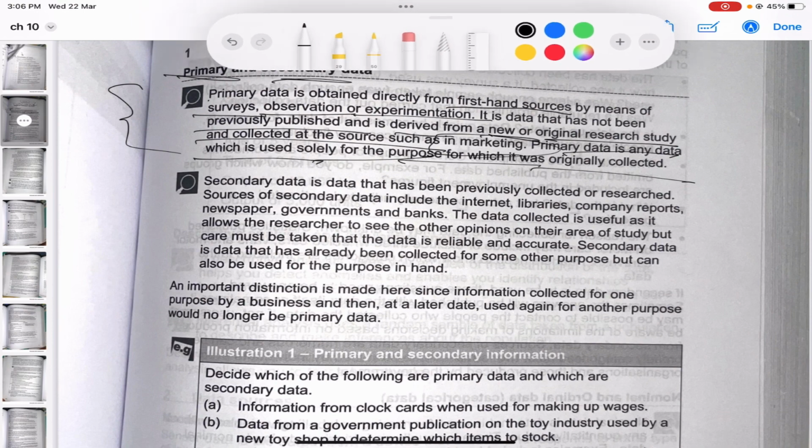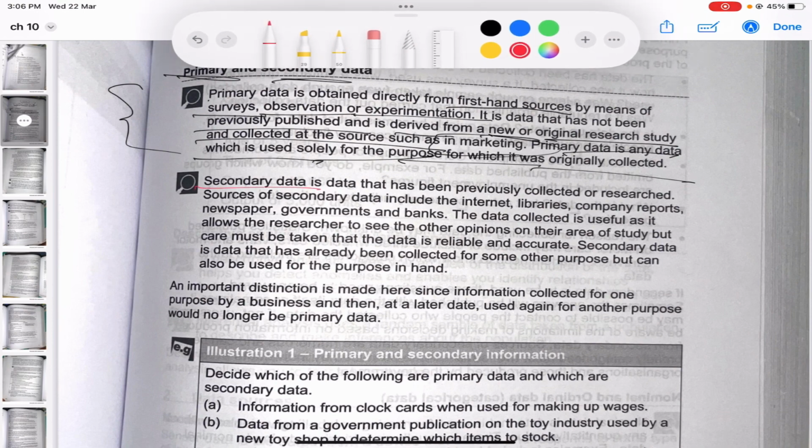Now let's see what secondary data is. Secondary data is data that has been previously collected or researched. So this is not first-hand information. This is not new information. For example, let's see the same situation from another perspective. I'm teaching you from Kaplan, right? Now Kaplan has made this textbook using various periodicals, government magazines, the IFRS and everything. So Kaplan is basically a secondary data source, right? Because it has compiled everything from previously researched material.